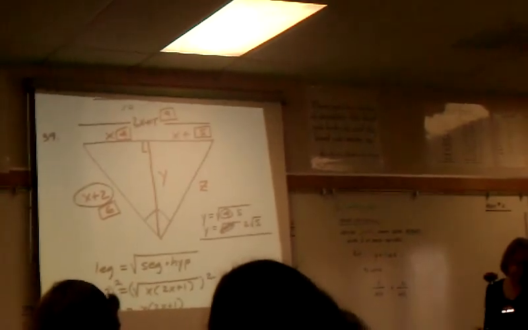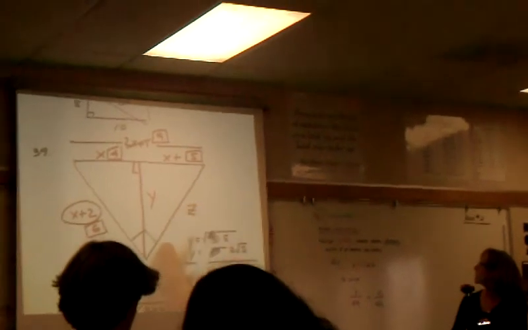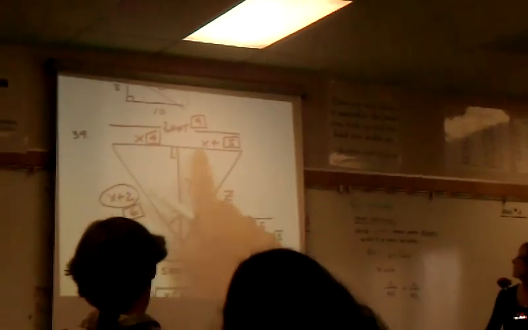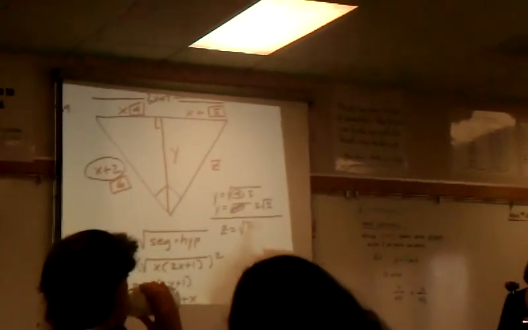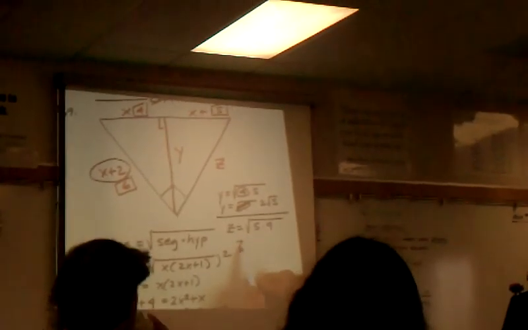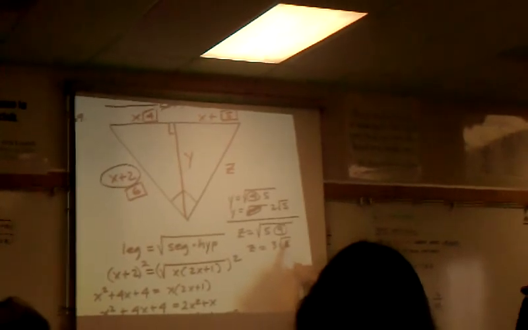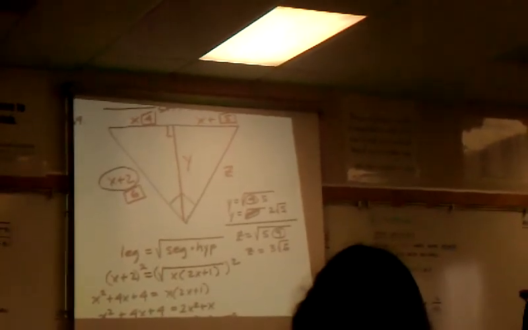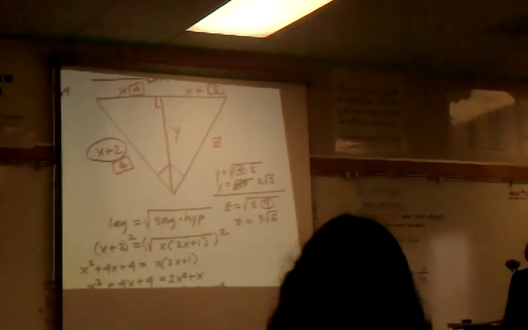Okay, and then how about z? z is this leg, the geometric mean between this segment of the hypotenuse and the whole thing. So it's the geometric mean between 5 and 9. So I'll have a 3 come out. So z is 3 root 5. Okay? Good one.